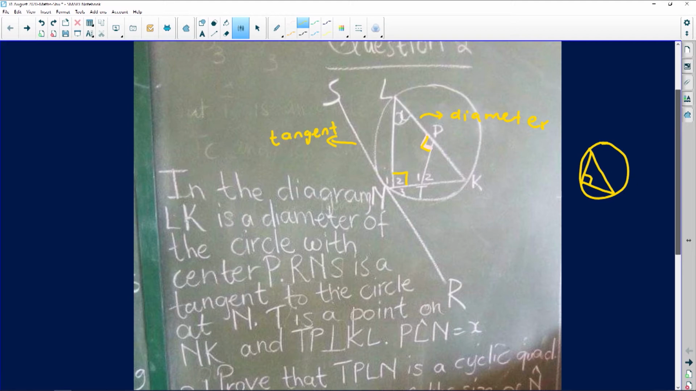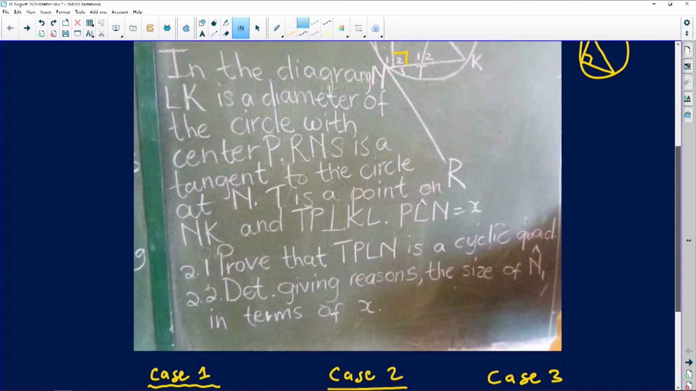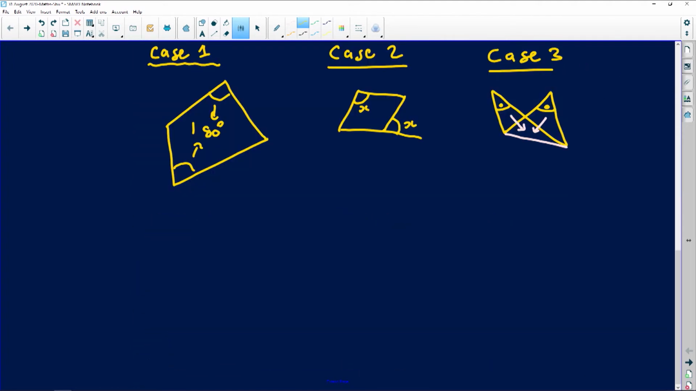So I'll have a situation where opposite angles add up to 180, and then I can claim that you're looking at a cyclic quad. All right, cool. So let's put it officially. First of all, I'm going to claim that angle N2 is equal to 90 degrees.